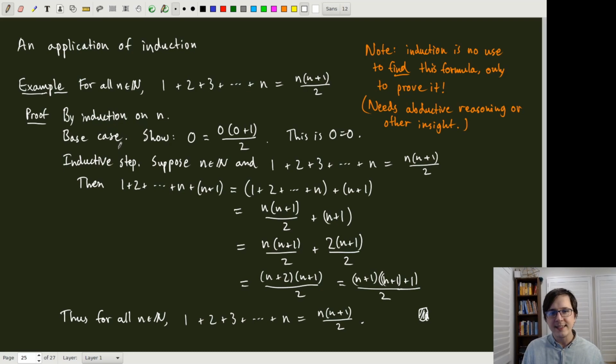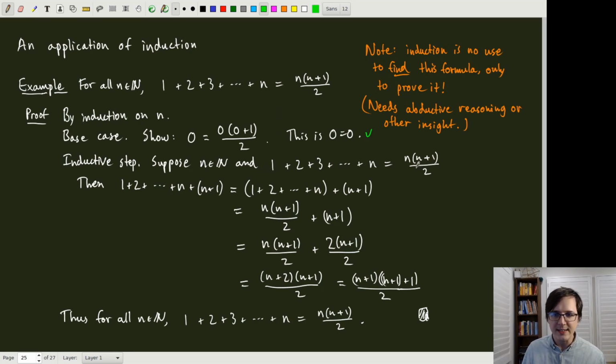So the base case is when n is 0. On the left-hand side, it's the sum of no numbers, so that's 0. And on the right side, we substitute 0 in, and we get 0 times (0 plus 1) over 2, and both sides are 0. That's done. For the inductive step, we assume that the formula is true for some arbitrary n, and we want to show that it's true for n plus 1.